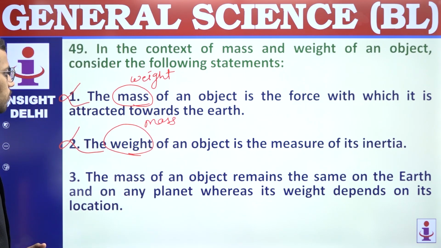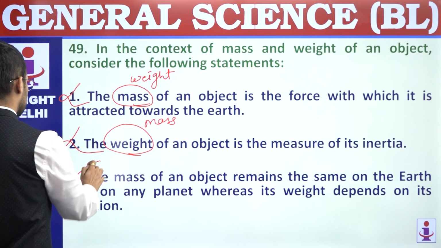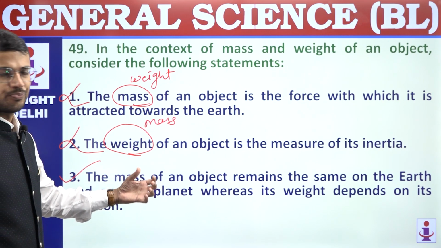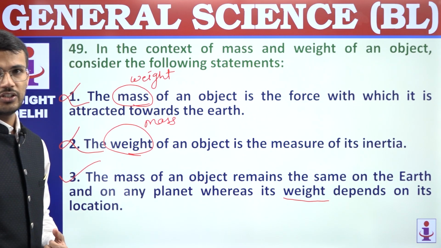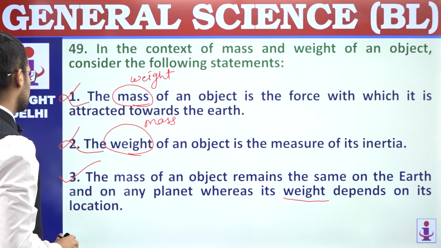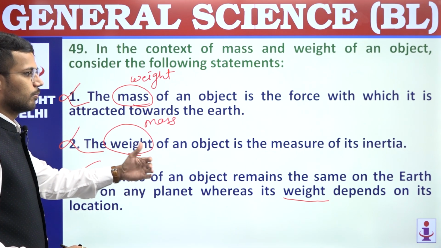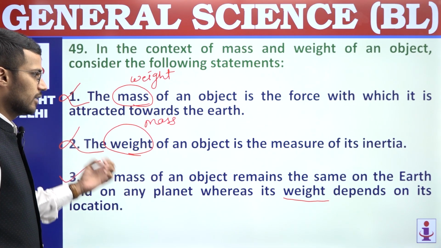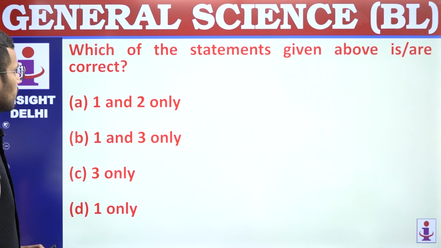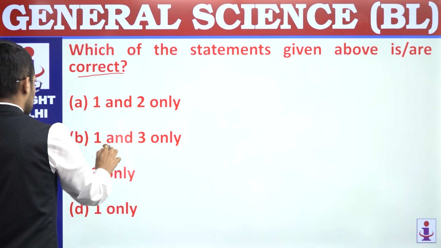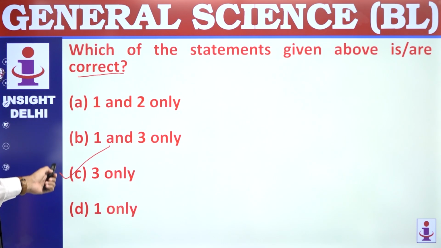Third, the mass of an object remains the same on the earth and on any planet, whereas its weight depends on its location. Correct statement, because weight is the force, and for that we have to take into account the acceleration due to gravity G, and that's why third statement is correct statement. Weight depends on the location while mass remains same be it on Earth or on Moon. So only third statement is correct. We are supposed to find out correct statement. Answer is C. Question number 49, answer is C.